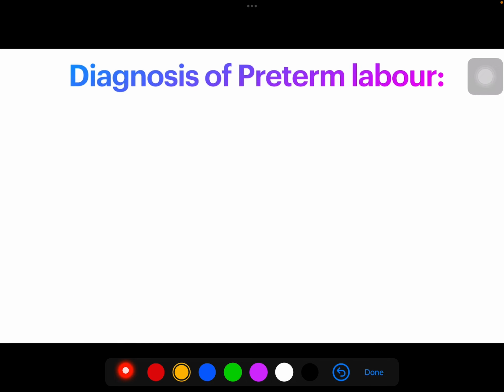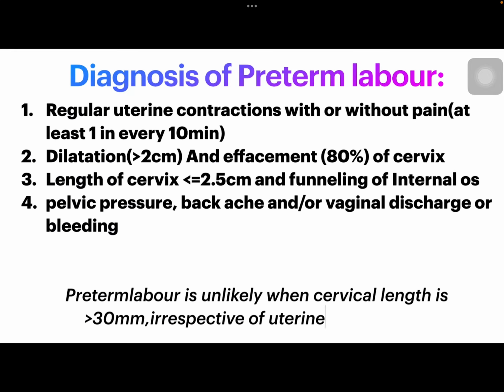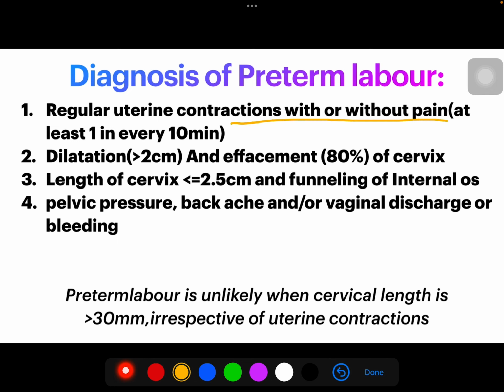So what is needed for the diagnosis of preterm labor? Regular uterine contractions with or without pain, at least 1 in every 10 minutes, dilatation greater than 2 centimeters, effacement of 80% of the cervix, cervical length less than or equal to 2.5 centimeters, funneling of the internal os, and pelvic pressure, backache, and/or vaginal discharge or bleeding. These are the features to diagnose preterm labor.